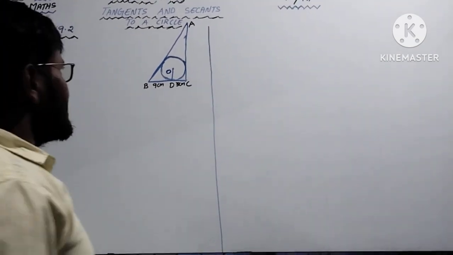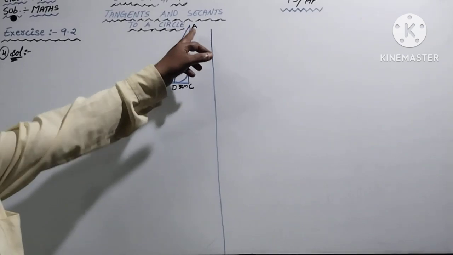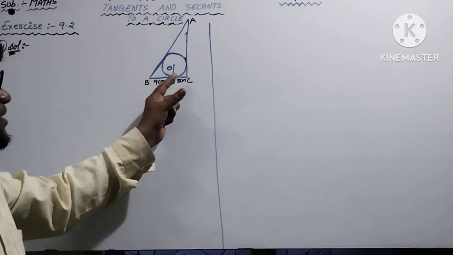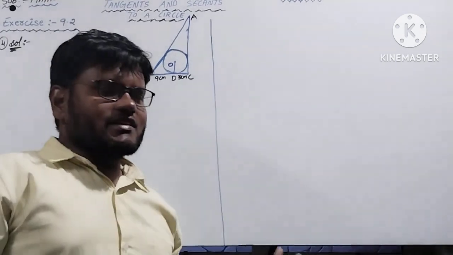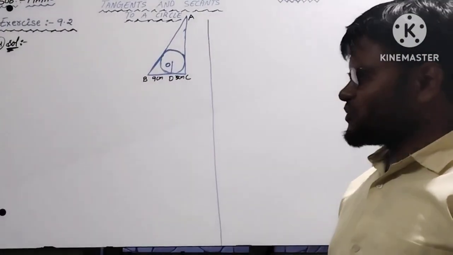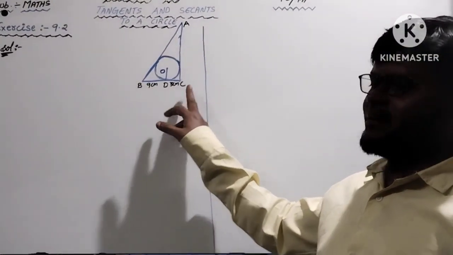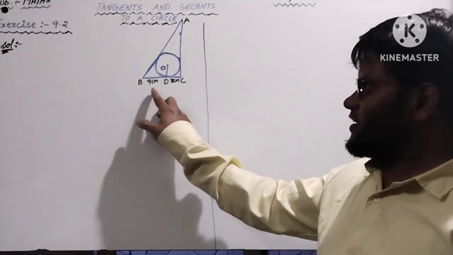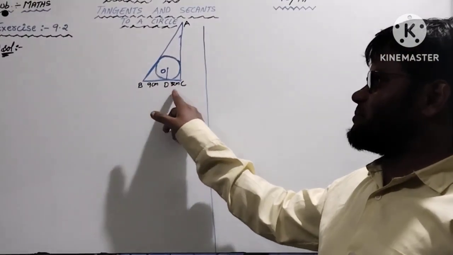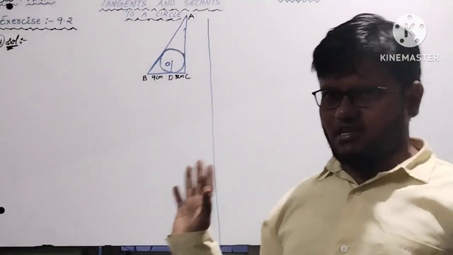The next one, triangle ABC, which is inscribed in a circle. O is the center of this circle. While using this, we have to find two more sides. One side I have, that side is BC, which has two parts, BD and DC. BD is 9 centimeters and DC is 3 centimeters. Add these two values, 9 plus 3, how much? 12. So I have the value of BC, that is 12 centimeters.